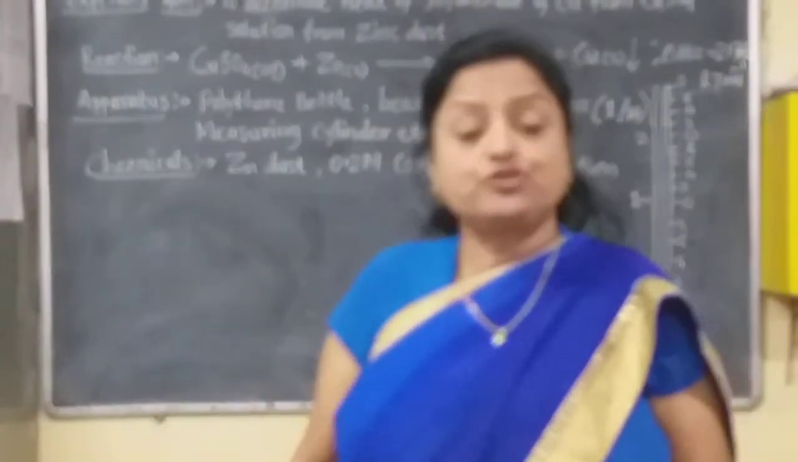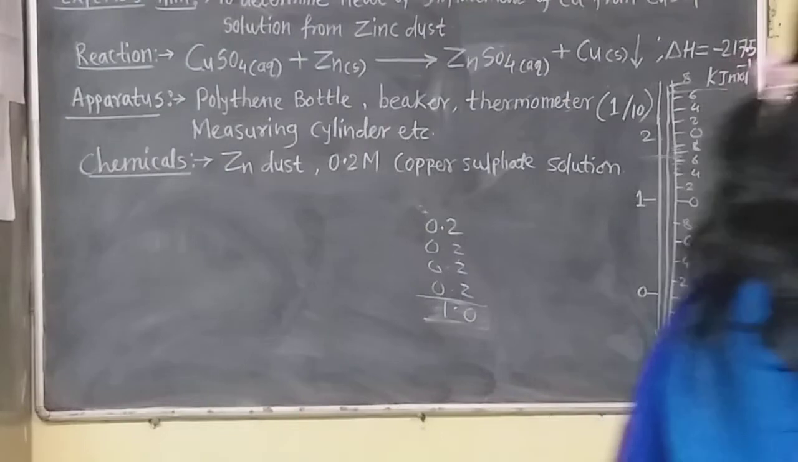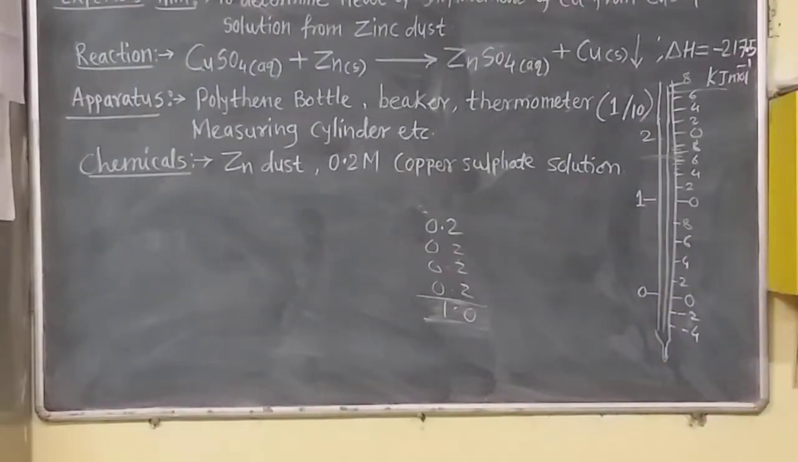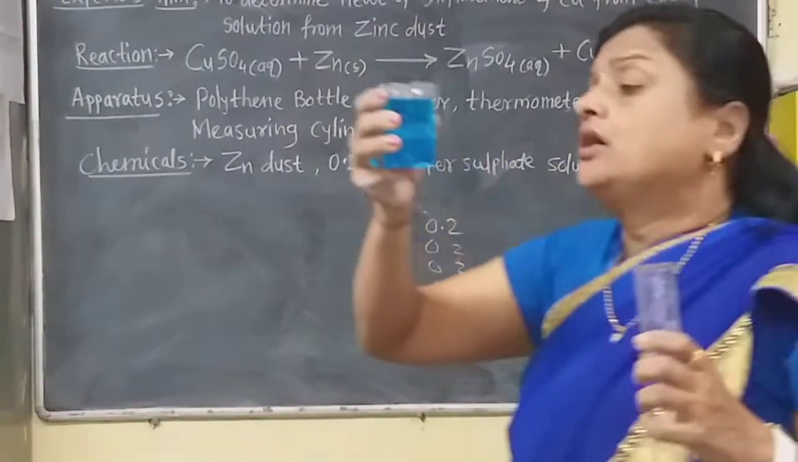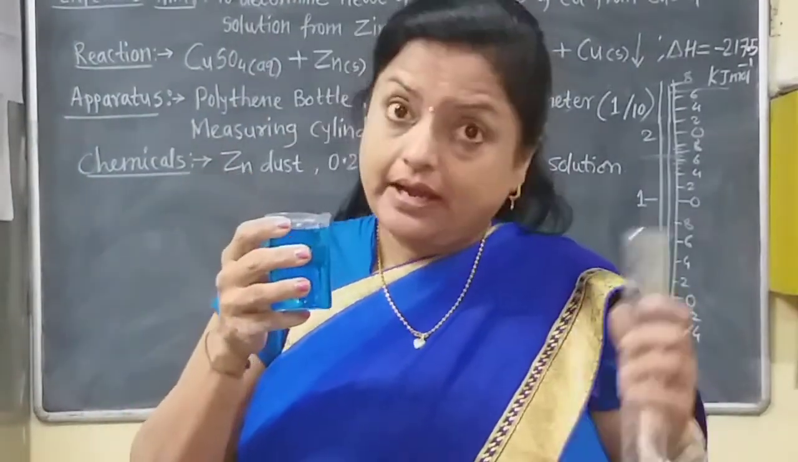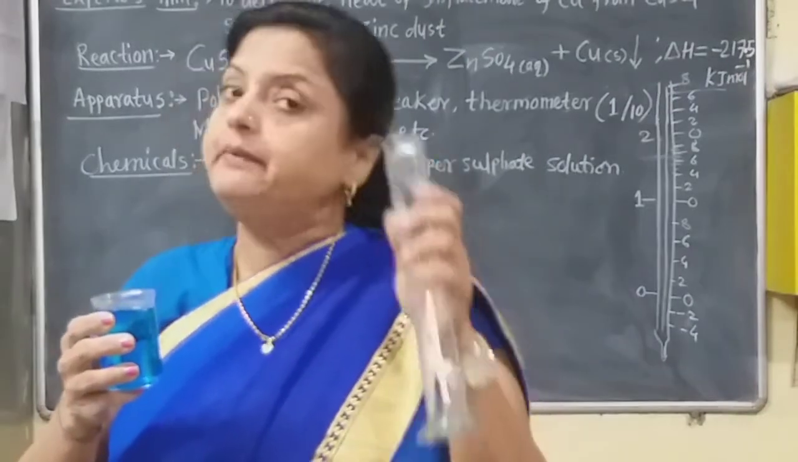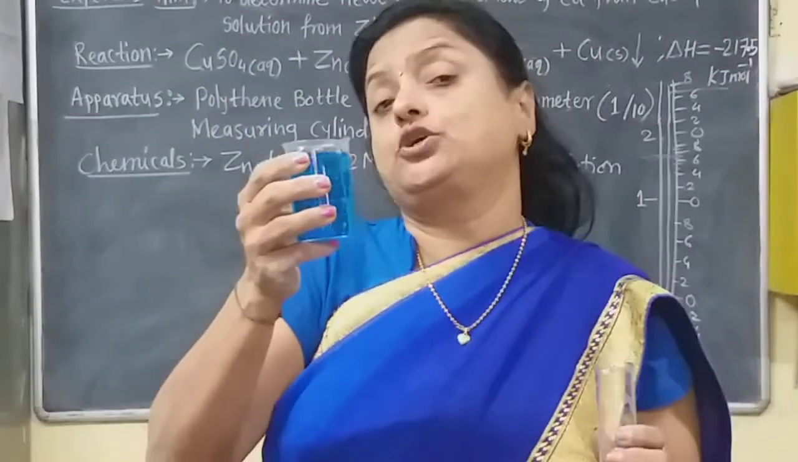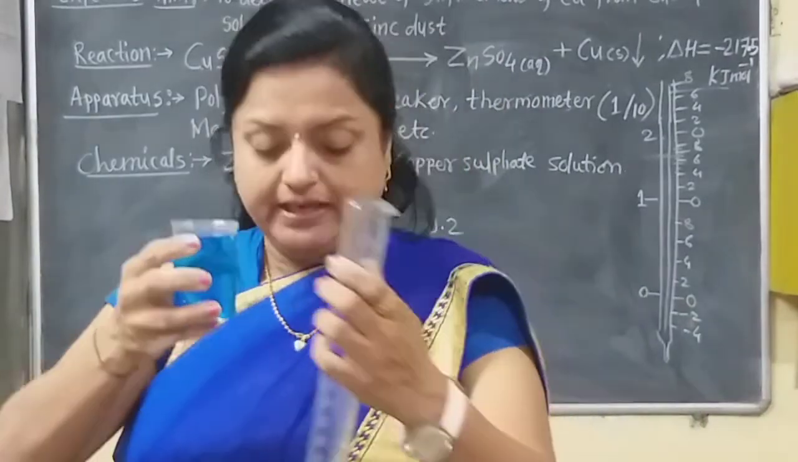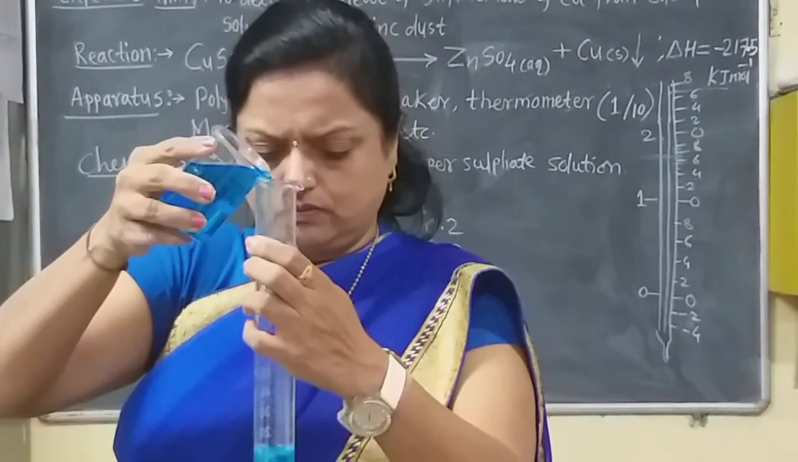Now let us actually do the practical. Now what is the procedure here? You take 25 ml of the 0.2 molar copper sulfate by using this measuring cylinder. This is the 100 ml measuring cylinder and we have to measure only 25 ml. Now let us measure 25 ml.